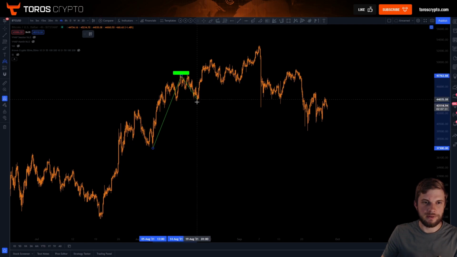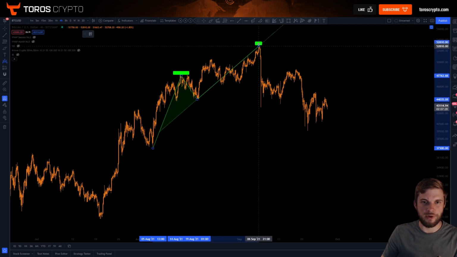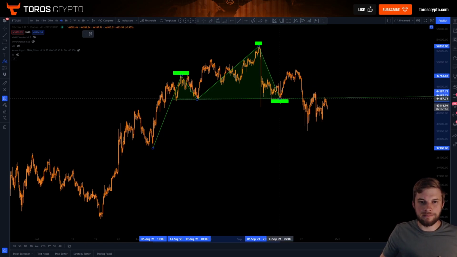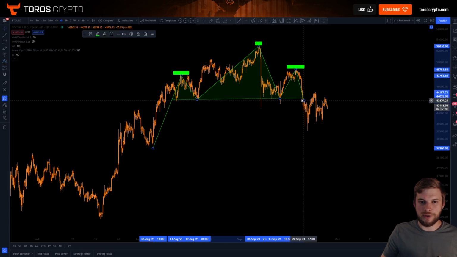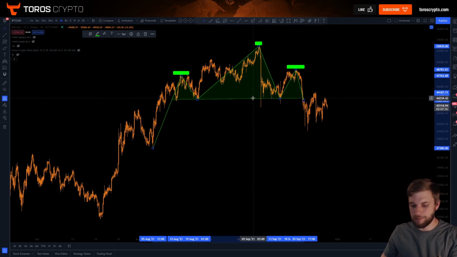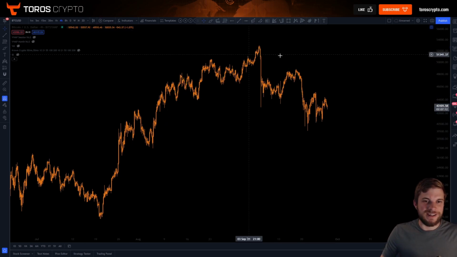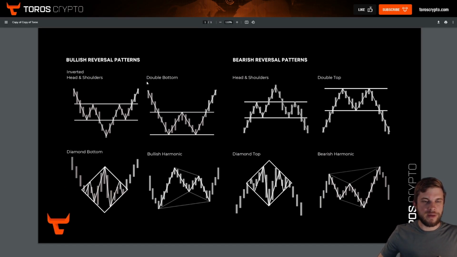You get a high, you come into this neckline, you form the head up here, you come back down into this area, you then form your right shoulder, and then of course it completes and you get that move down, causing this reversal in price. So that is your head and shoulders pattern, and we'll have a look at some other examples of that in just a minute. Next, we have our double bottom and our double top formation.